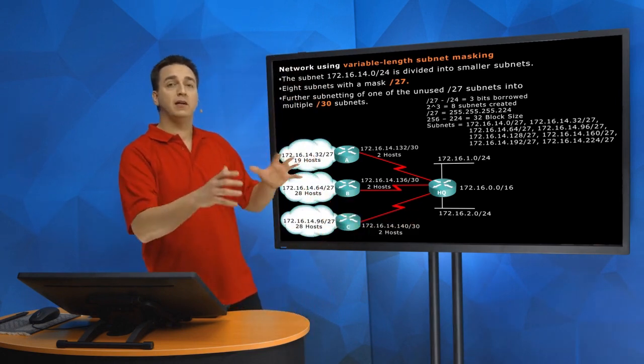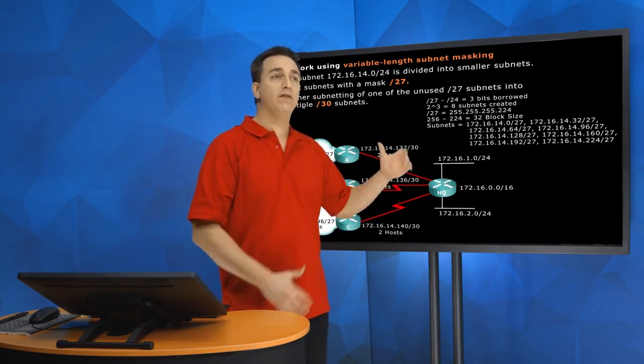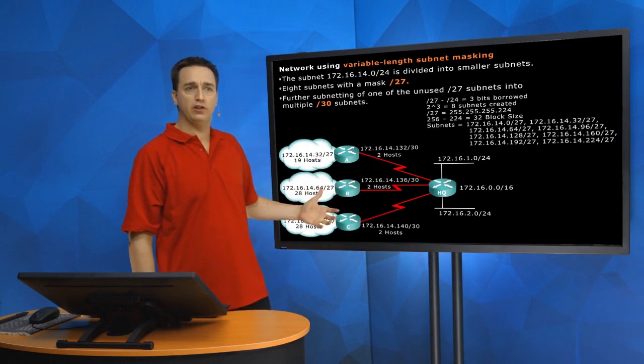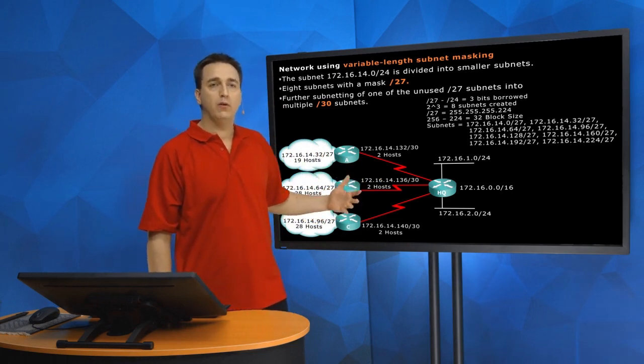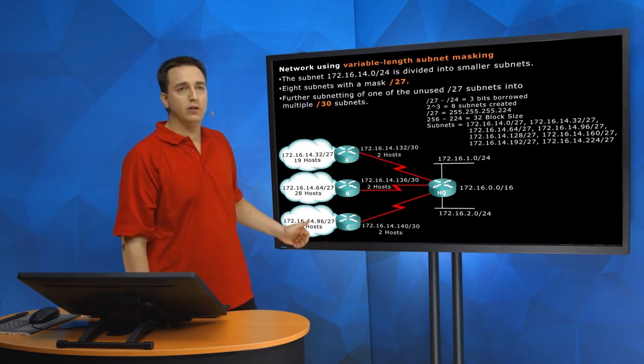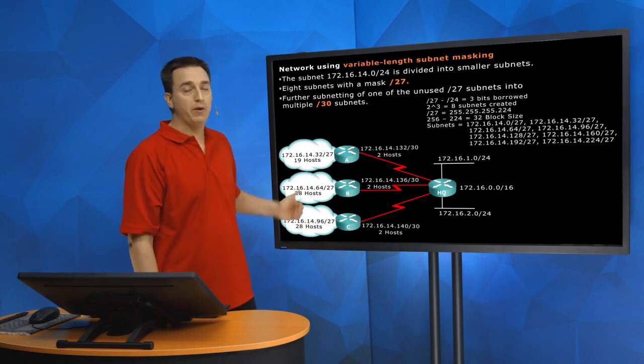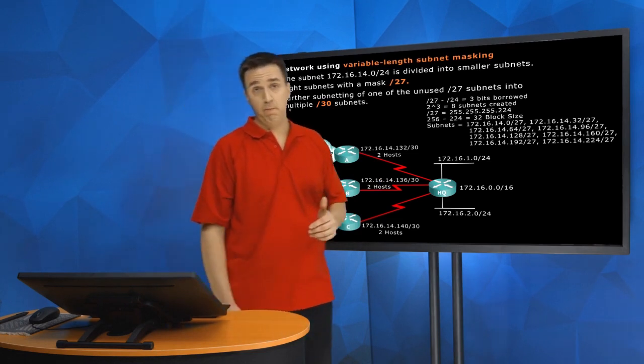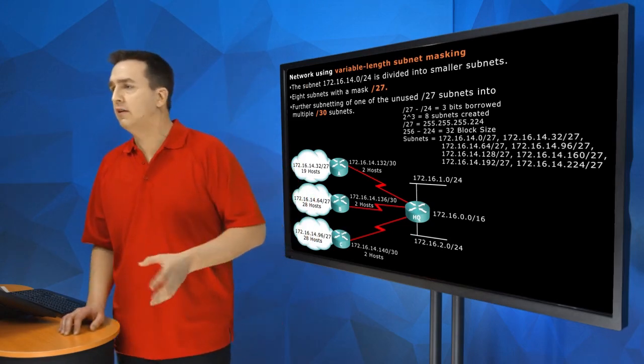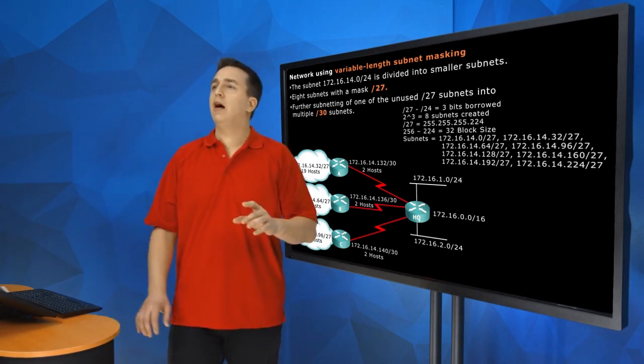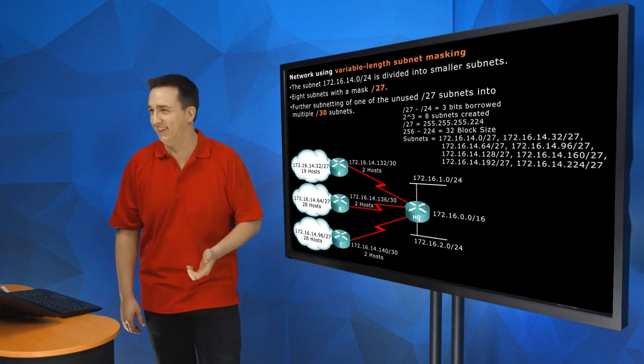So fixed length subnet masking, not efficient. Variable length subnet masking, very efficient. Because originally we would have used 3 /24s. Now we've only used 1, and we were able to create 3 different networks out of it. But let's not stop there. Let me show you how we could subnet a subnet a subnet.